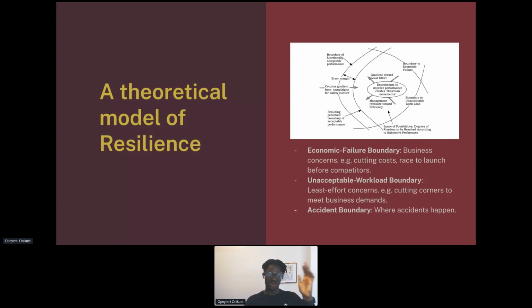These two boundaries, the economic failure boundary and the unacceptable workload boundary, show how pressure from both sides pushes the company's operating point towards the accident boundary. The operating point is where the company currently is in terms of how close they are to accidents, right? So these two pressures push you towards incidents. You are constantly getting closer and closer to this incident. And then you have to start thinking about it, because if you don't, you just realize that you're starting to have more and more incidents that you have to resolve.